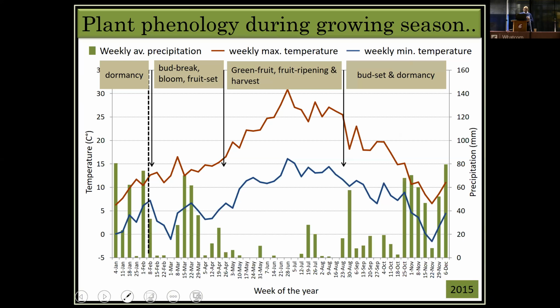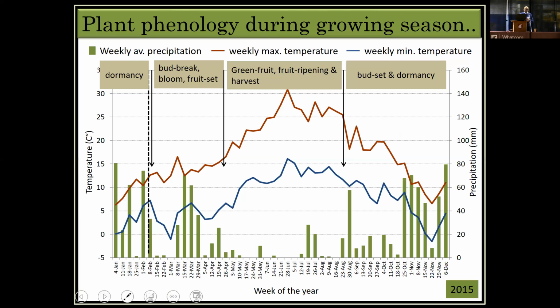When you start with the plants, they go out of dormancy somewhere in February, because 2015 is an early season. In dormancy, then you go through different stages of flowering to fruit set to ripening and dormancy. And this is the maximum day temperature, the minimum weekly day temperature, and the rainfall incidence.